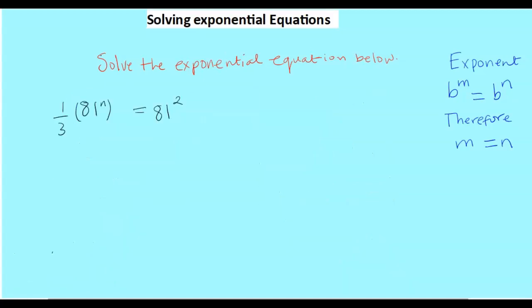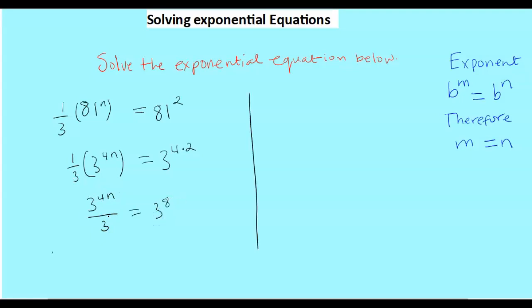Alright, so we have this one here. We see that we have 3 here, and we can break the 81 with respect to 3, and it's going to be possible. So this 3 here, we have 1 over 3. 81 can be broken into 3 to the power 4. We have the n here, so it's going to multiply. And here it's also going to be 3 to the power 4 times the 2 here. So we can rewrite it as 3 to the power 4n, all divided by 3, equals 3 to the power 8.